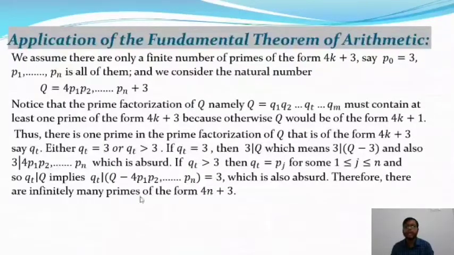Thus there is one prime in the prime factorization of q that is of the form 4k plus 3, say qt. Either qt is equal to 3 or qt is greater than 3. If qt is equal to 3, then 3 divides q, which means 3 divides q minus 3 as well, so 3 divides 4 into p1 p2 up to pn, which is a contradiction. If qt is greater than 3, then qt is equal to pj for some j between 1 and n, and so qt divides q minus 4 into p1 p2 up to pn, which equals 3, which is also a contradiction.